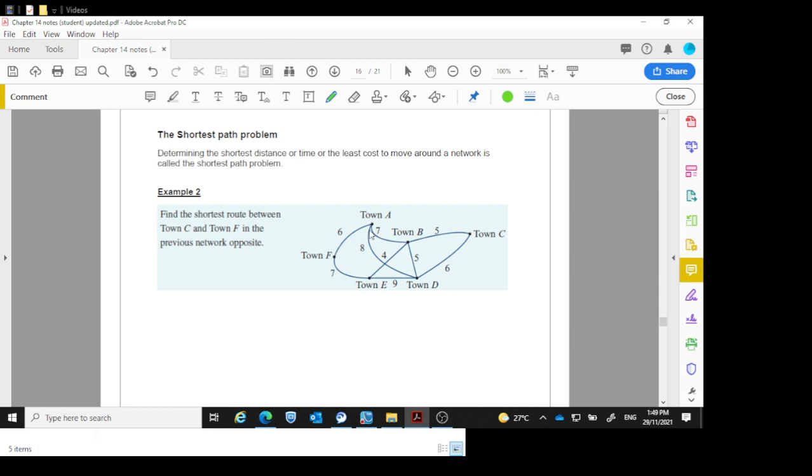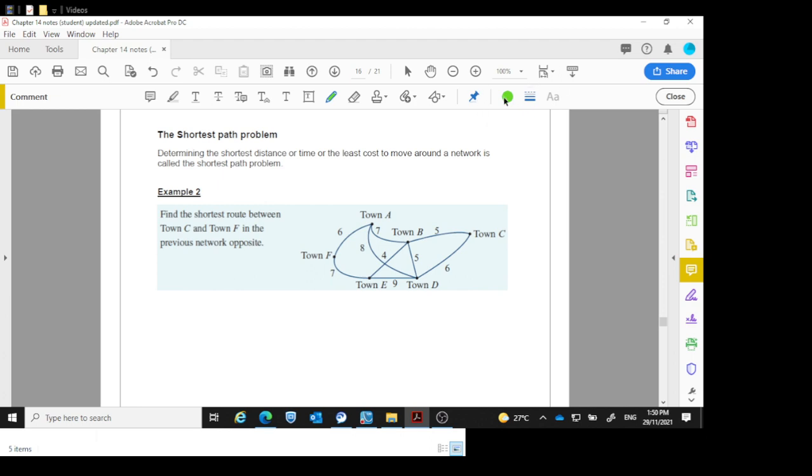Shortest path problem. Now the shortest path, or the shortest distance, shortest time, least cost to move around the network is what's called the shortest path.